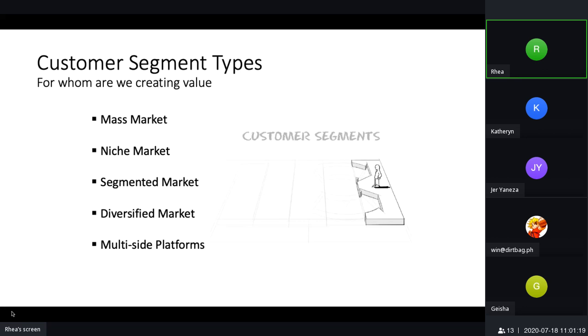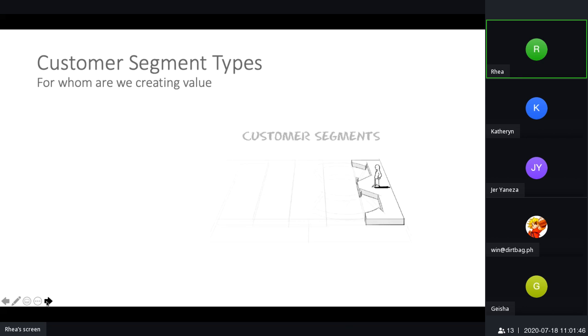And we also have multi-sided platforms, where you combine the niche, the segment, and the diversified, and by all means that's okay. But even if you combine the three, it still cannot grasp the mass market. It is still way lower or smaller than the mass market. Then that can be referred to as the multi-sided platforms.